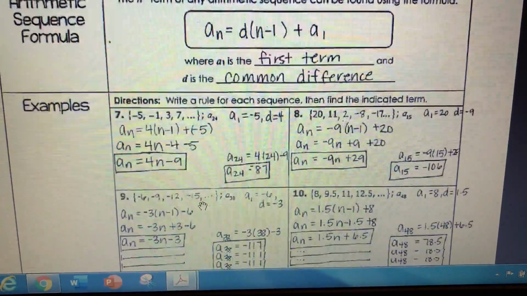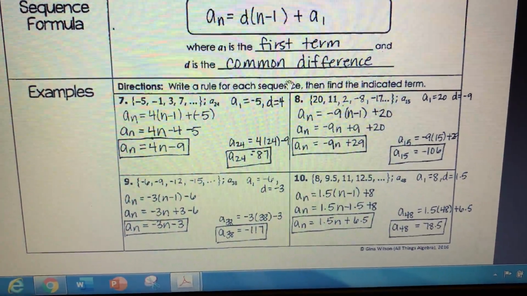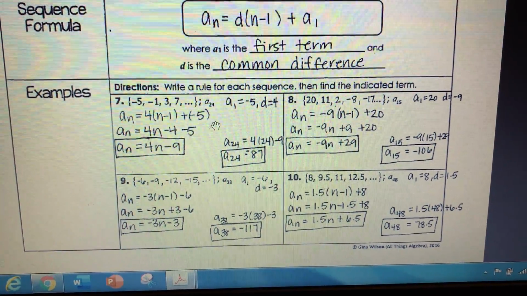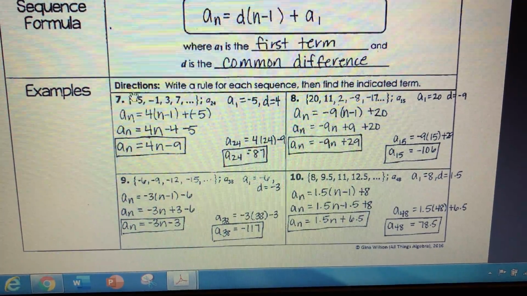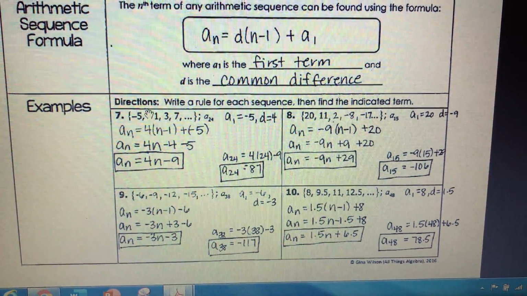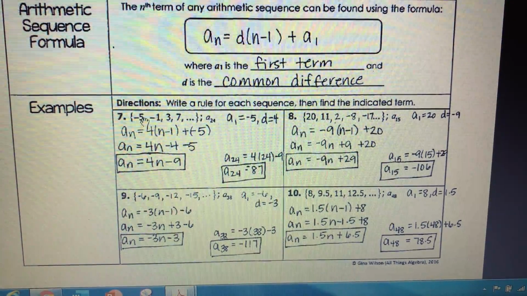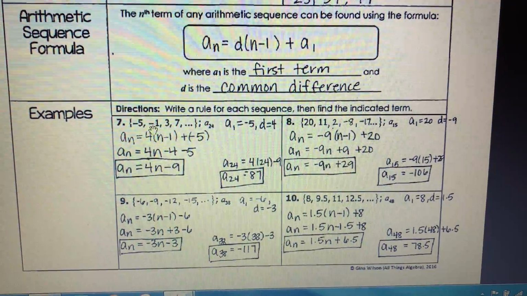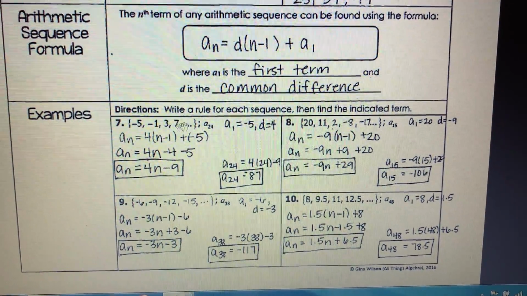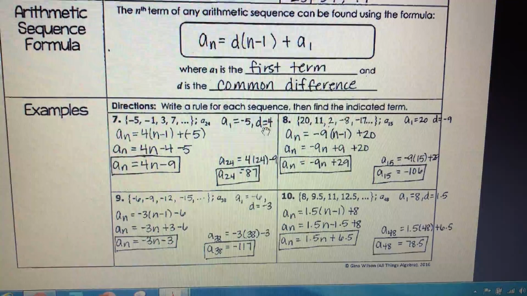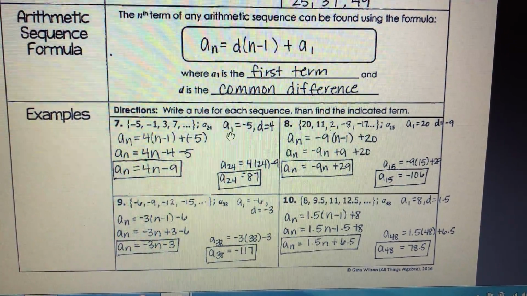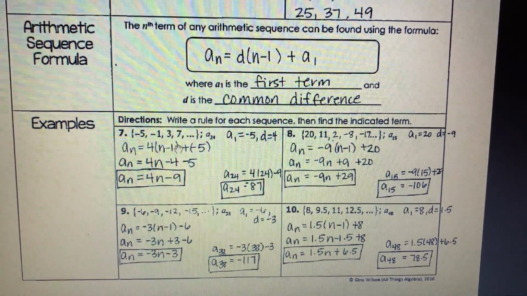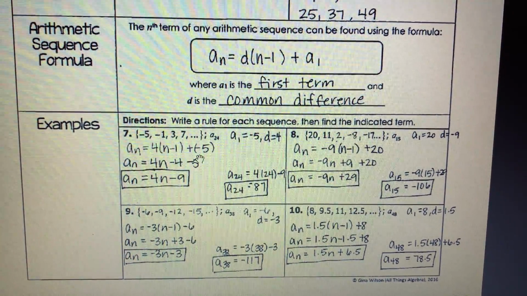So for example, write a rule for each sequence and then find the indicated term. Okay, let's see. Well, we can write a rule here. Let's first identify that it is an arithmetic sequence. From -5 to -1, that looks like it goes up 4. -1 to 3, up 4. 3 to 7, up 4. And so d is 4 here. What's a sub 1, the first term? Well, it's -5.